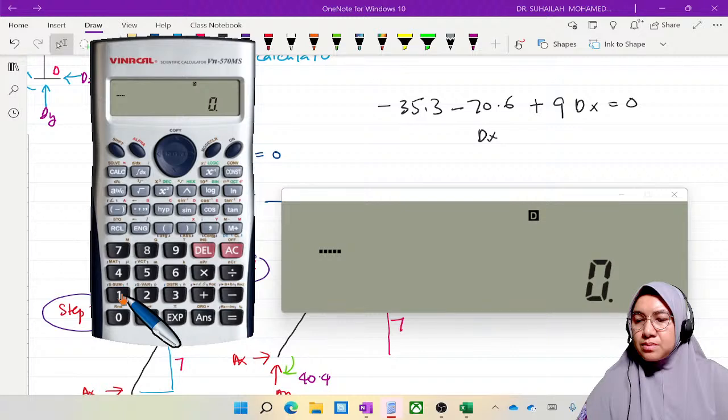Sorry, this is not distance. This is kilonewton. So DX is 11.77 kilonewton.